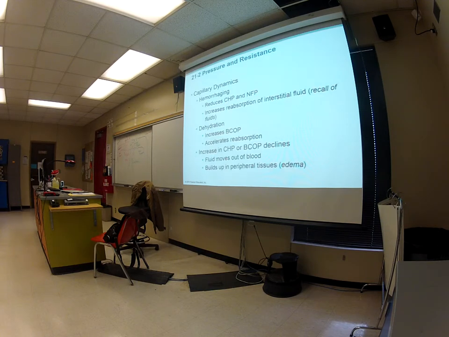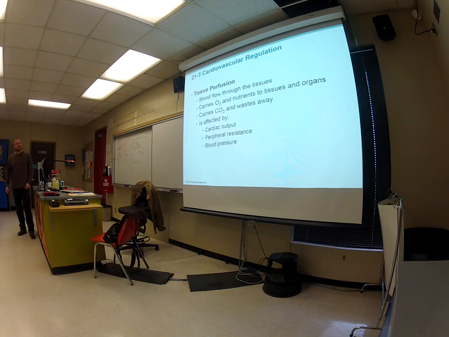Now, capillary dynamics, well, hemorrhaging. I don't know if dynamics is a good word. Dehydration. So what they're talking about is actual homeostatic imbalances here. Hemorrhaging, that's an imbalance. Dehydration, that's an imbalance. So that's all they're doing. Okay, tissue perfusion, on the other hand, is not an imbalance. It's something that we talk about all the time. Blood flows through the tissue, carries O2 and nutrients to the tissue, which is what we're talking about here. CO2 and waste away is affected by cardiac output, peripheral resistance, and blood pressure.